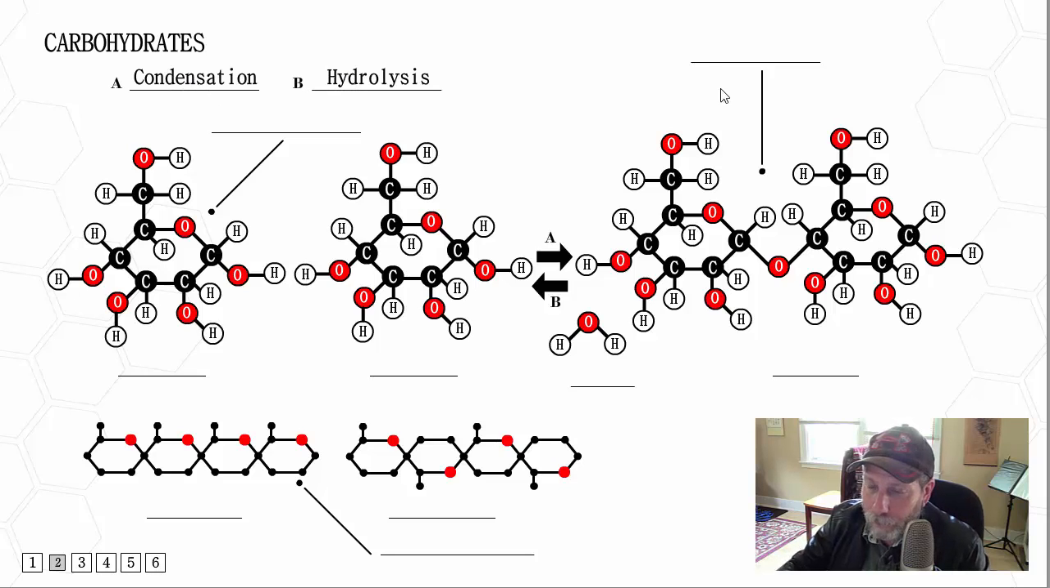Now, what we're getting at here are the types of reactions that either produce the larger molecule here on the right-hand side, so that would be this arrow with this label A, a condensation reaction, or B, taking this larger molecule and breaking it down into these smaller pieces here.